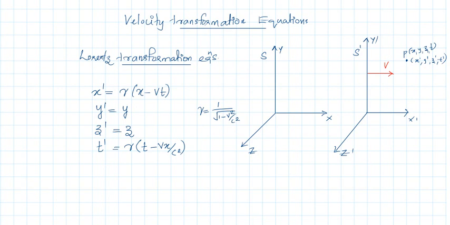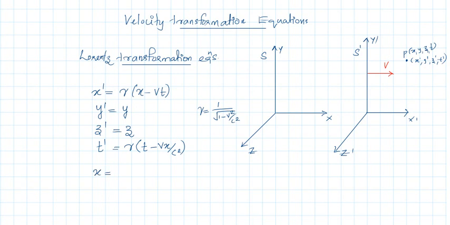V is the relative velocity between the frames, and x prime, y prime, z prime, t prime are the coordinates of this event with respect to S prime. x, y, z, t are the coordinates of the same event with respect to S. These are the Lorentz transformation equations. We can write the inverse transformation equations also.